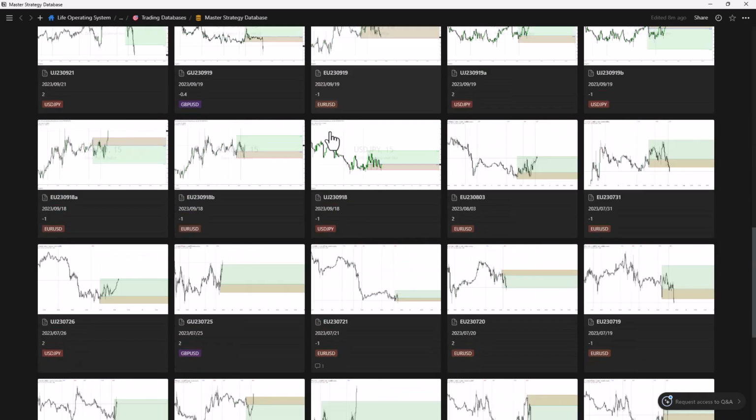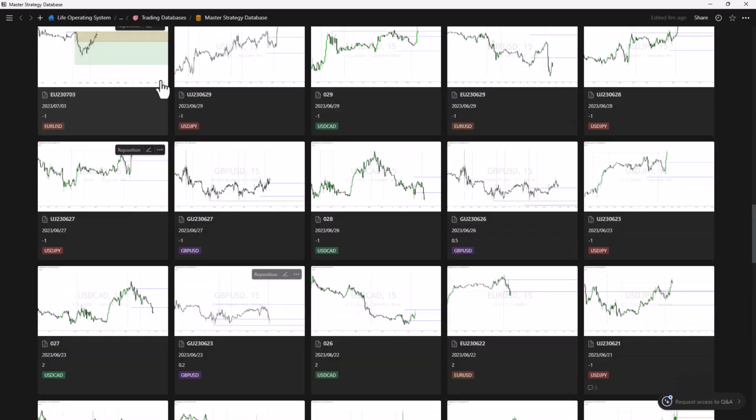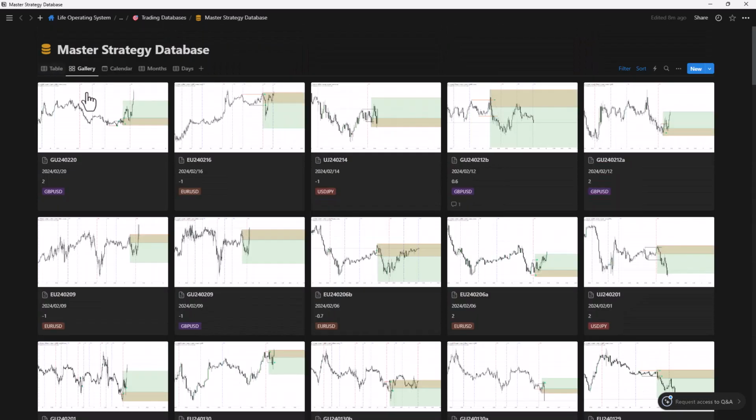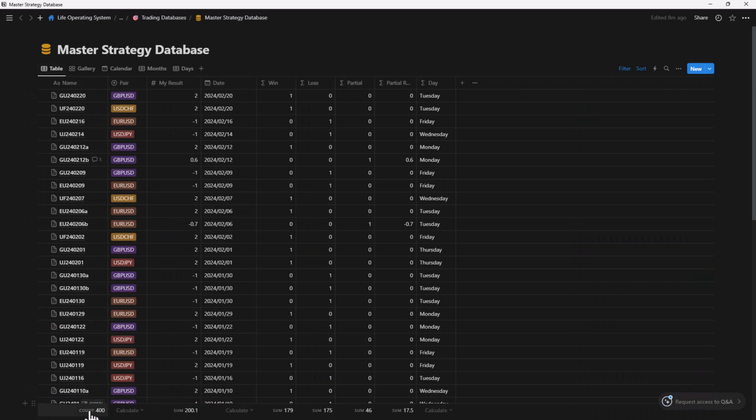There's screenshots on every single trade I took with the date and the results. The stats are quite interesting. Like I say, about 400 trades and the return is 200 R. So it gives you a return of about 0.5 R per trade. And I'm going to explain that in a little bit more detail. It's 179 straight winners, 175 losses, and 46 partial trades, which are trades which I have to close before the end of the day. And that also had a positive return.